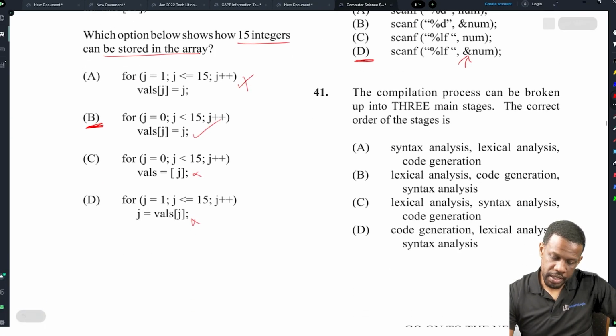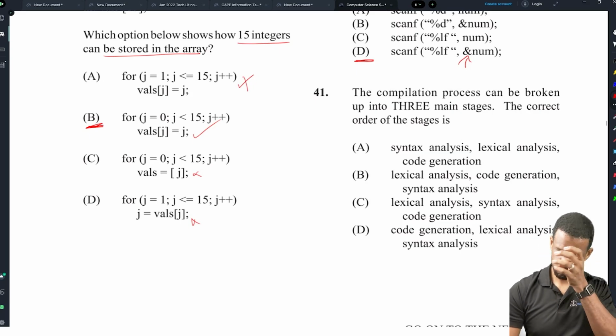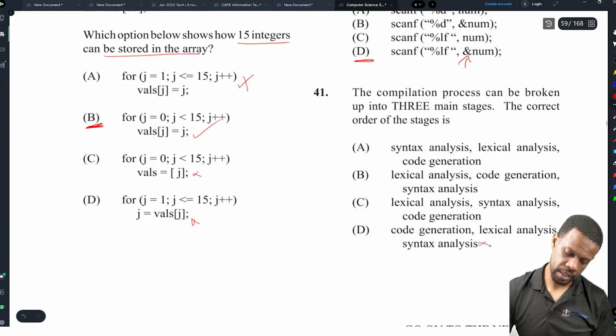41. The compilation process can be broken up into 3 main stages. The correct order of stages is... I always forget this. Code generation, definitely not that one. Syntax analysis, lexical, code generation. Lexical, code generation, syntax. Lexical, syntax and code generation. It's a fight between A or C, sorry. B is wrong.